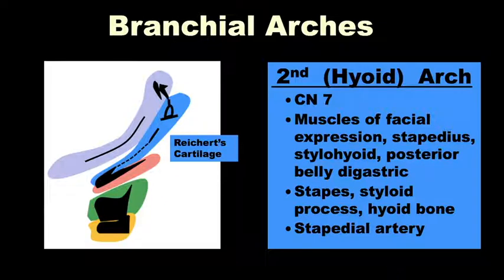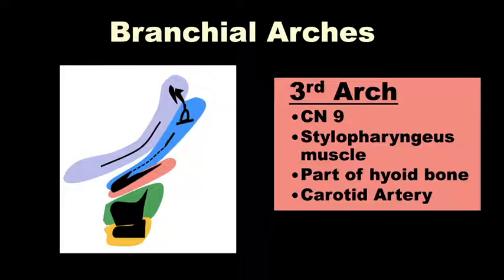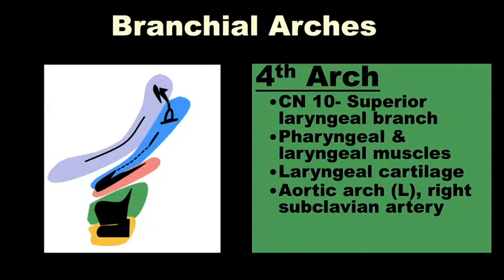regress in fetal life. The third arch gives rise to the 9th cranial nerve. The stylopharyngeus muscle is the only pharyngeal muscle innervated by the ninth cranial nerve, the inferior hyoid bone, and the superior common carotid artery and inferior internal carotid artery. The fourth and sixth arches start to get interesting because they're fused with each other.